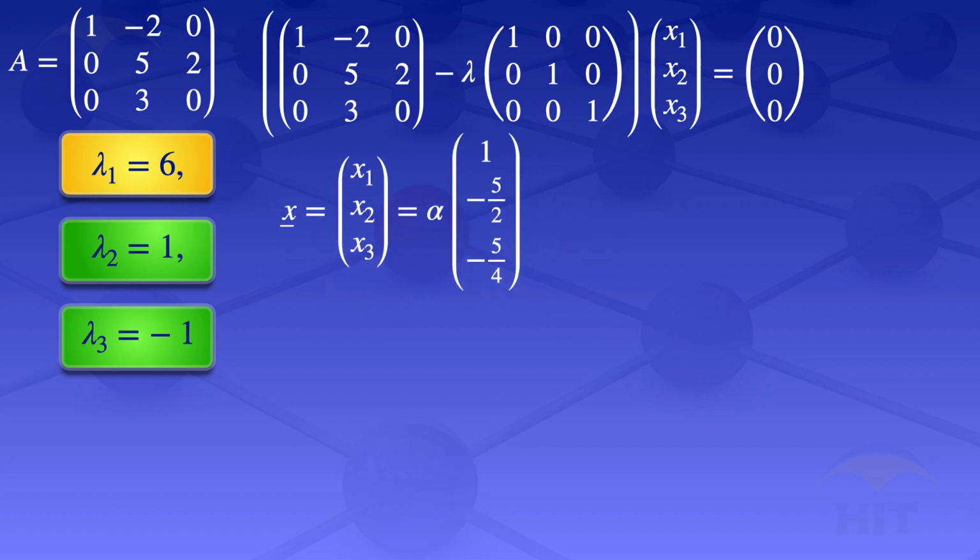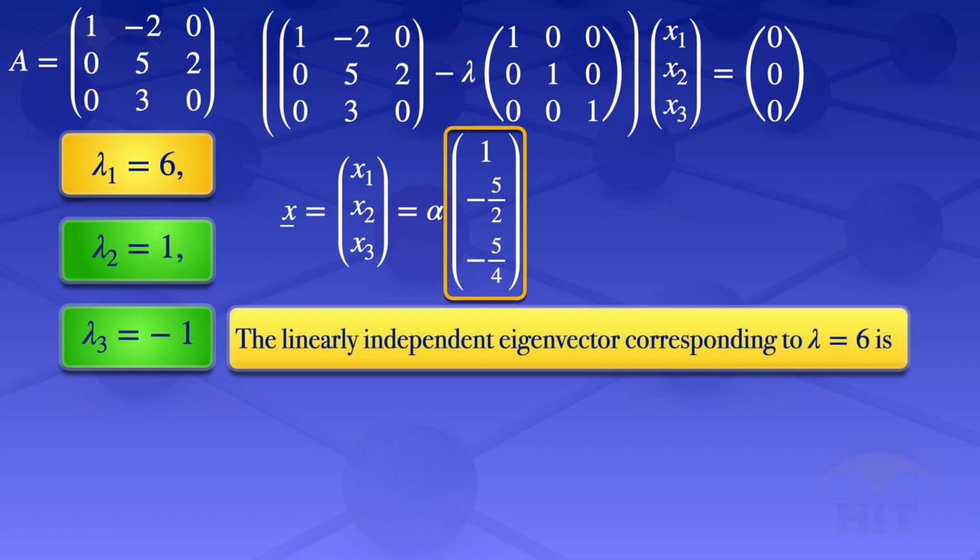So what you'll be having there is infinitely many eigenvectors. But all these vectors are a scalar multiple of this vector here. So the linearly independent eigenvector corresponding to lambda equals 6 is the vector 1, minus 5 over 2, minus 5 over 4. So that will be the linearly independent eigenvector. All the other vectors are a scalar multiple of this vector.